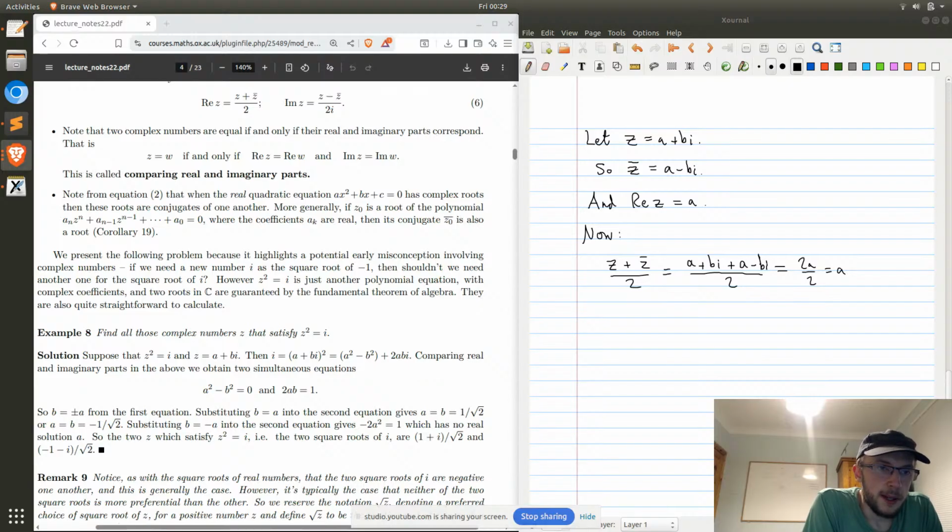We present the following problem because it highlights a potential early misconception involving complex numbers. If we need a new number i as the square root of -1, then shouldn't we need another one for the square root of i? However, z squared equals i is just another polynomial equation with complex coefficients, and two roots in the complex numbers are guaranteed by the fundamental theorem of algebra. They are also quite straightforward to calculate, in fact.